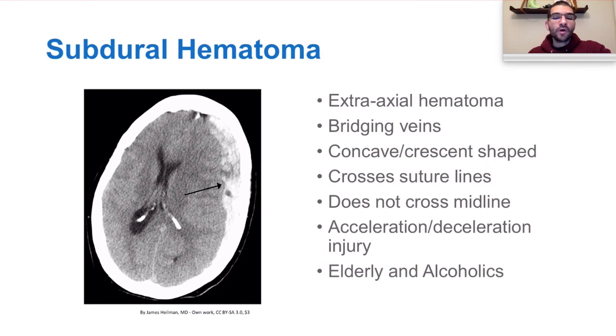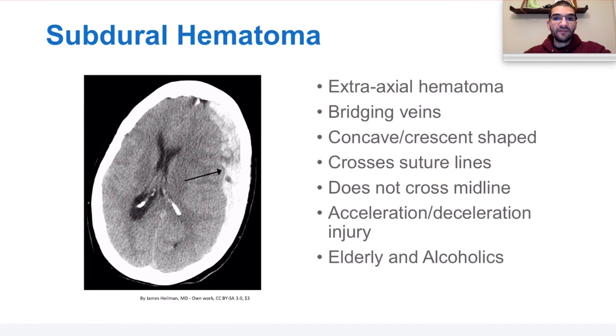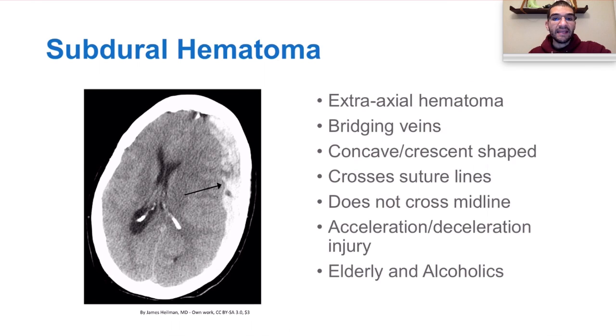Now, the next one is called a subdural hematoma. This is also an extra-axial hematoma outside the brain, and this is caused by injury to the bridging veins. I'll describe what those bridging veins are in a second. It tends to form more of a concave or crescent-shaped picture, as you can see here by the black arrow. And this does cross the suture lines, and the reason for that is because the subdural hematoma, just like it says, runs below the dura and is not limited by the sutures.